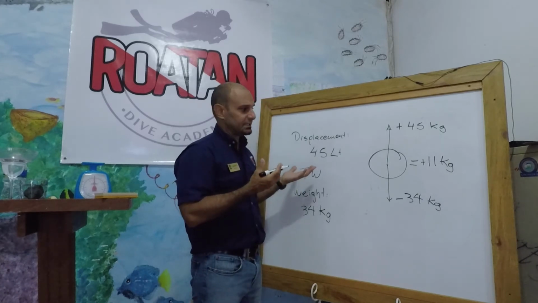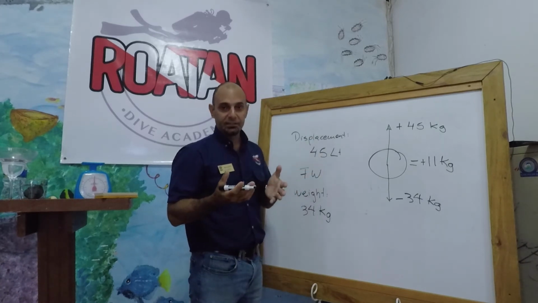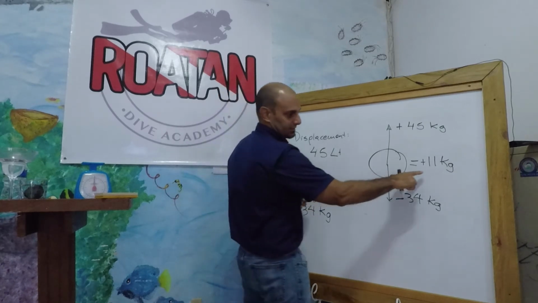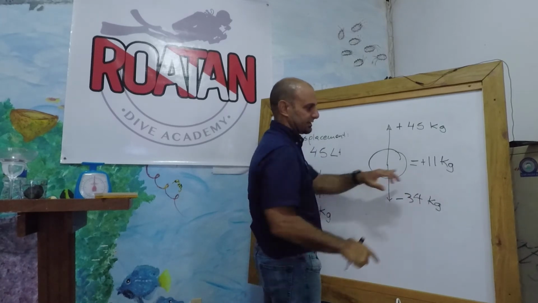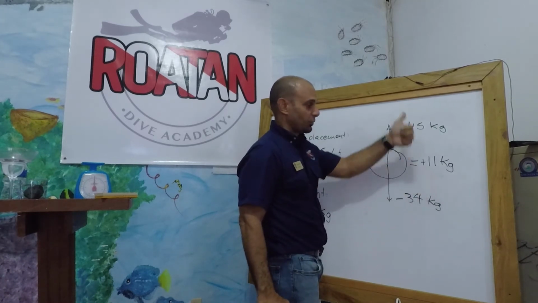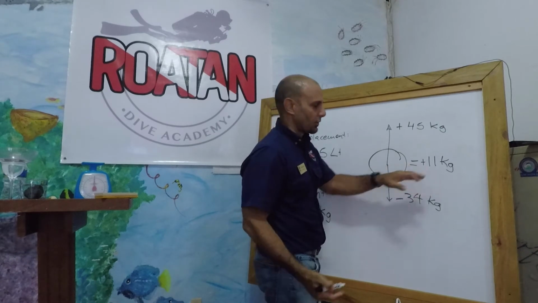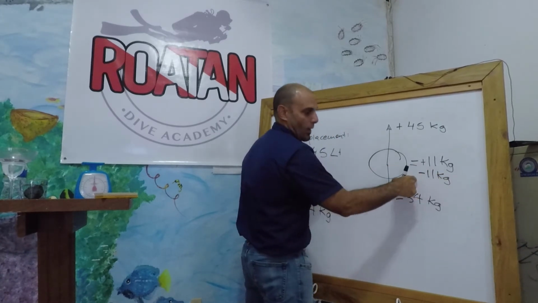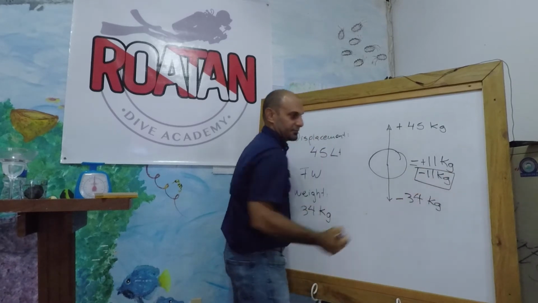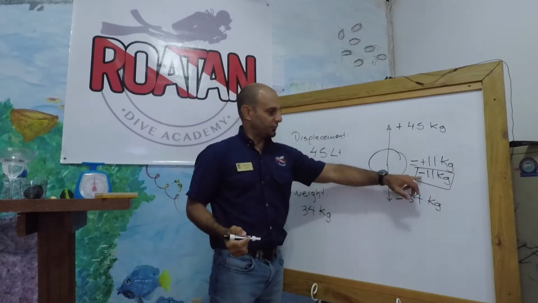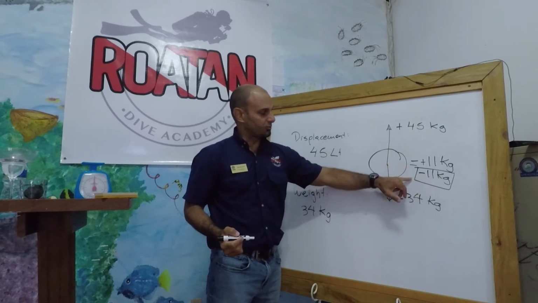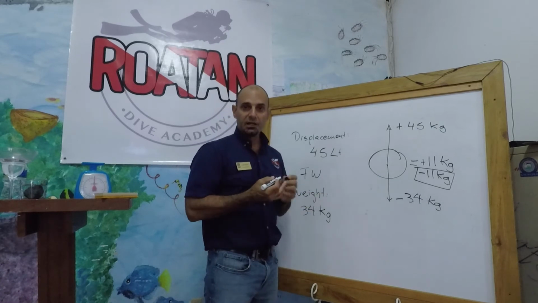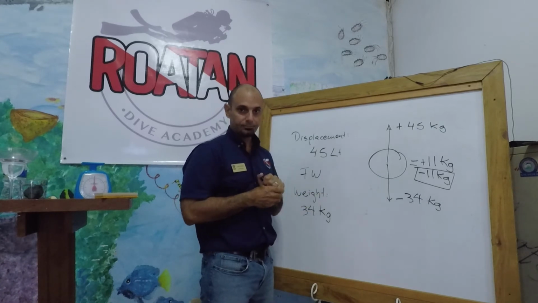And the question is asking us, how much weight do I need to add to the object to sink it? So basically, what I need to add is the same force that is pulling up the object to make it neutrally buoyant, so I will need to add 11 kilograms of weights that are going to be negative, right, because it's weight. So if we add 11 kilograms to this object, we are going to make it neutrally buoyant, so we can start sinking the object, and that would be the answer to our question. Okay?